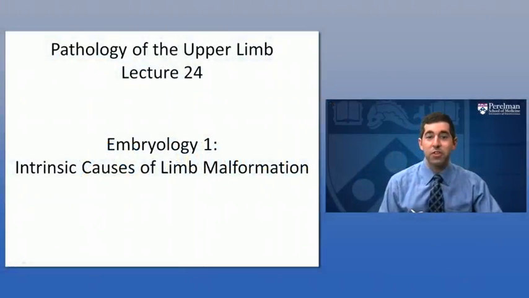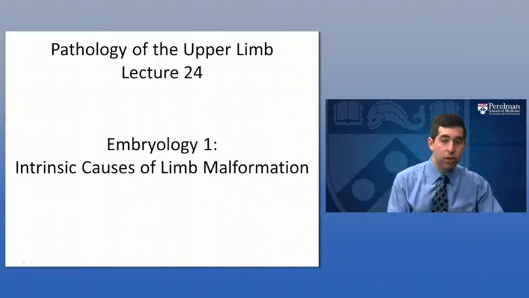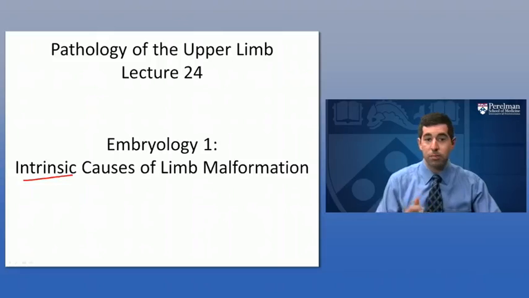Welcome back. We're here for lecture 24, and we're now going to turn our attention to embryology, the development of the upper limb in particular. And we're dividing this into two segments. In this first segment, we're going to look at intrinsic causes. Intrinsic causes essentially refer to something within that limb, within the developments, the genetics that comes from within that own organism, from within that limb, that lead to limb malformations.